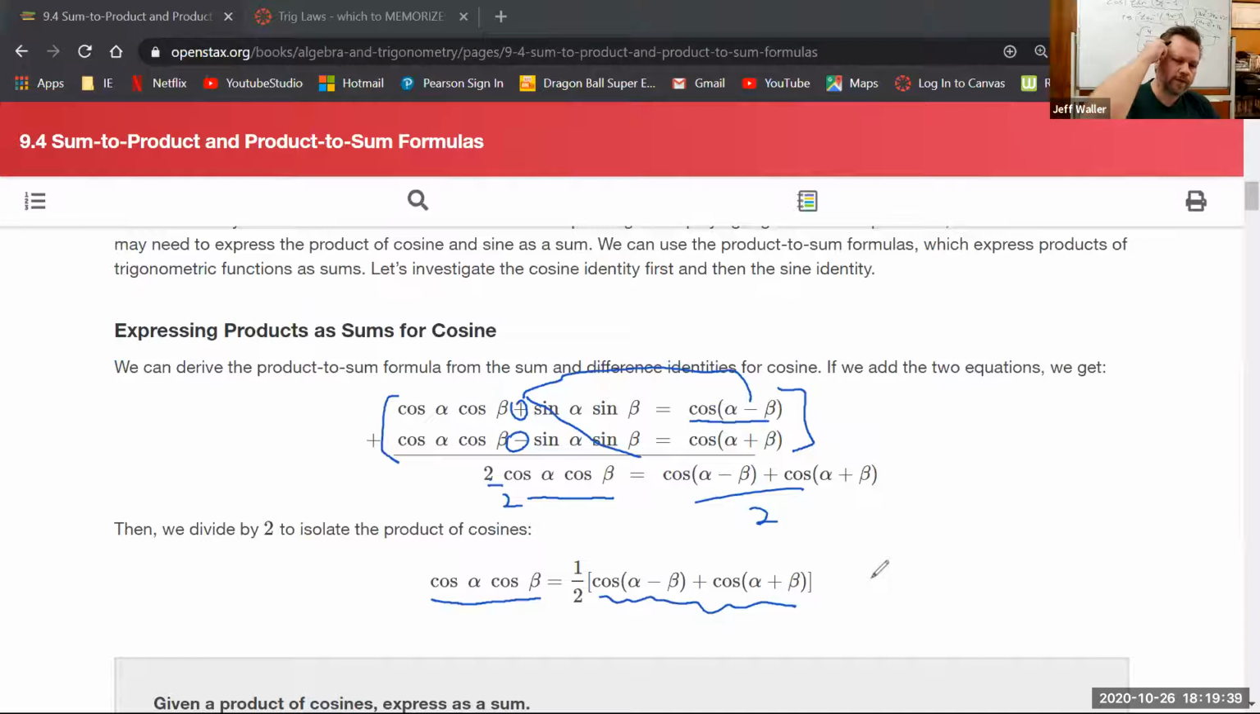So, for example, let me see, what would be an interesting example? Well, watch this. This is kind of silly. Cosine of 15 degrees times cosine of 15 degrees, right? That would equal 1/2, using the formula, 1/2 of cosine of 15 minus 15, so 0, plus cosine of 15 plus 15, 30.